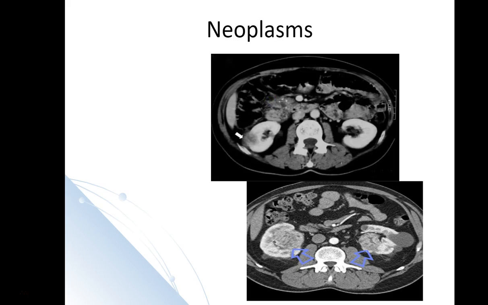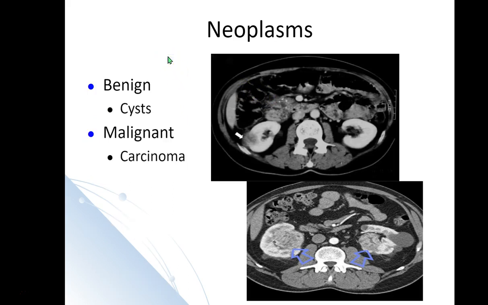Okay, next let's talk about neoplasms. Remember, neoplasm means new growth, and it could be benign, such as a cyst, or it could be malignant, such as a renal carcinoma or a Wilms tumor, which we'll talk about. So renal cell carcinoma is the most frequent type of malignant tumor of the kidney. It is 3 times more frequent in males than in females, and symptoms include flank pain and hematuria.